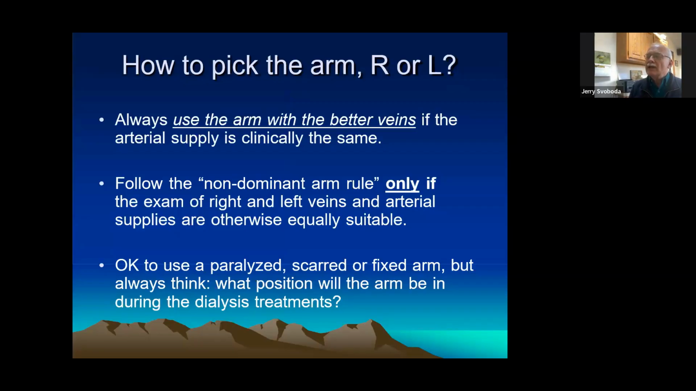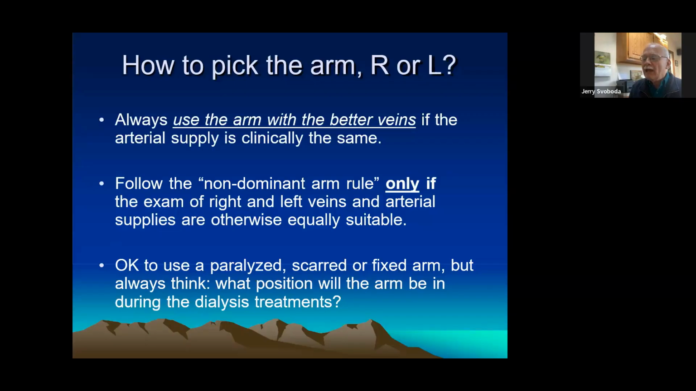When you are examining the patient, there's a belief to use the non-dominant arm. So if the patient is right-handed, you're going to want to use the left arm. No, that's not really true. Look at point number 1. Always use the arm with the better veins if the arterial supply is the same. Follow the non-dominant arm rule only if the veins are otherwise equal on both sides.